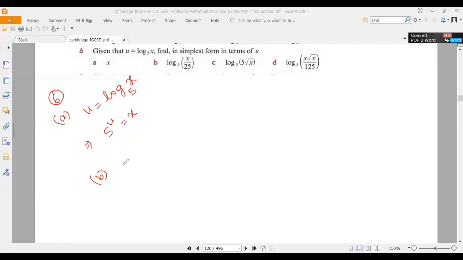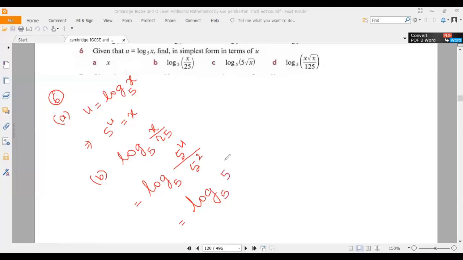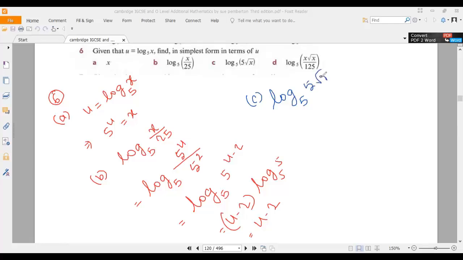Number b says log base 5 of x/25. Right now, instead of x, we can say 5 to the power u, and instead of 25, 5 squared. Then log base 5 of 5 to the power u minus 2. Now u minus 2 should be at first, so u minus 2 into log base 5 of 5. And what is the value of log base 5 of 5? That is 1. So the answer should be u minus 2. Simple.